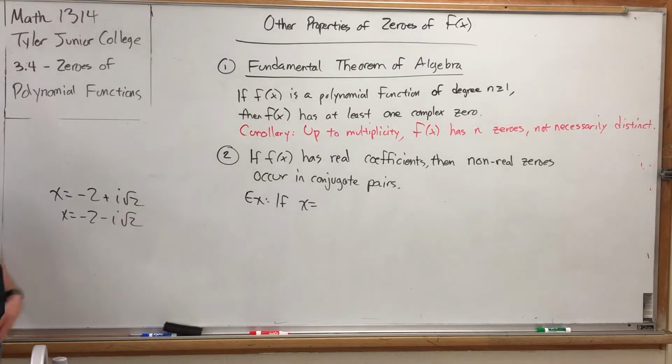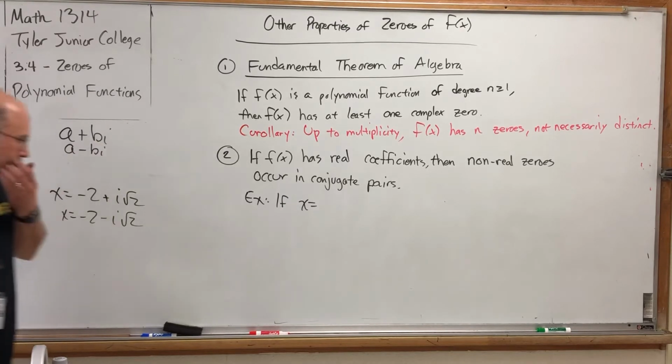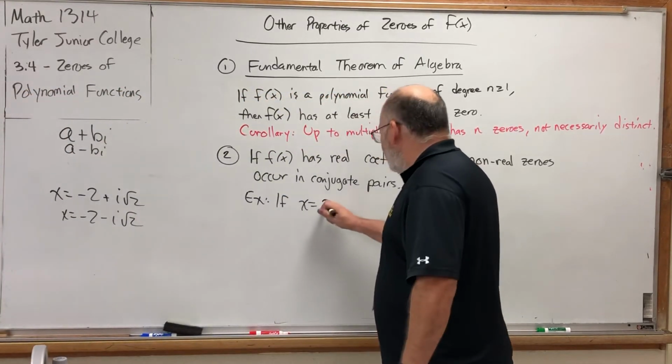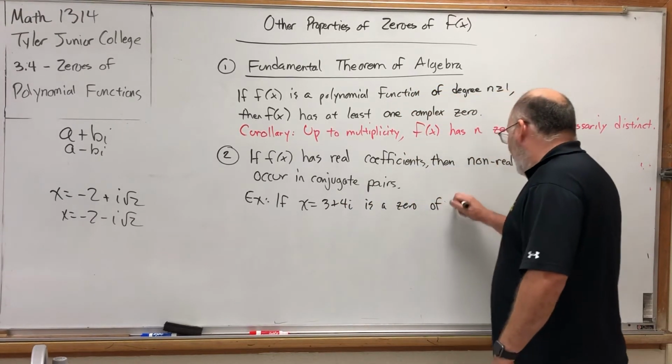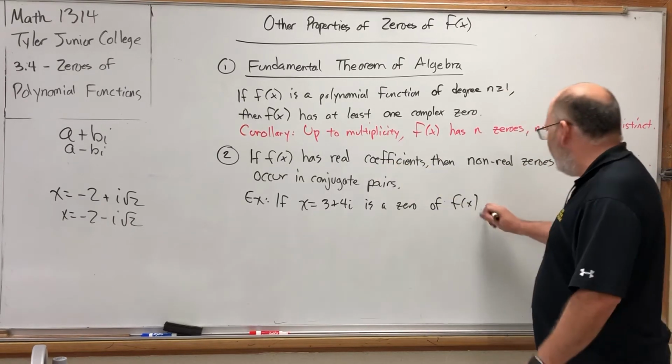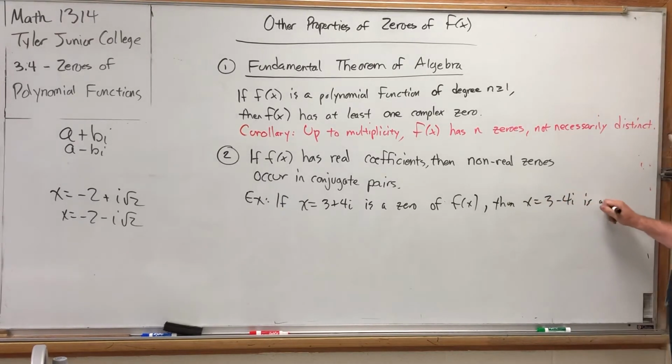Recall that conjugate pairs are complex numbers that aren't real, so they have an i part. But the only difference is the sign of the imaginary part is different. In this case, the imaginary part is positive i square root of 2, where in this one, the imaginary part is negative i square root of 2. In general, conjugates are of the form a plus bi and a minus bi. Of course, the a could be negative. So for example, if x equals 3 plus 4i is a zero of f of x, and we're assuming it's a polynomial function with real coefficients, then x equals 3 minus 4i is also a zero.